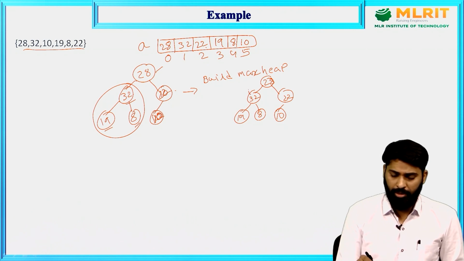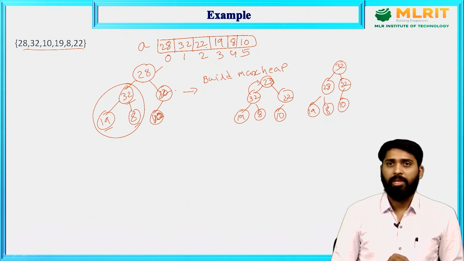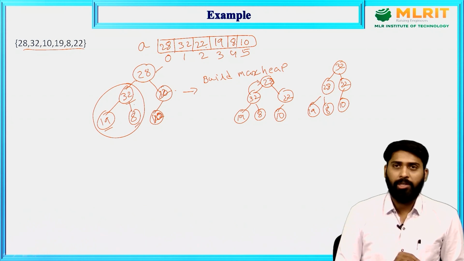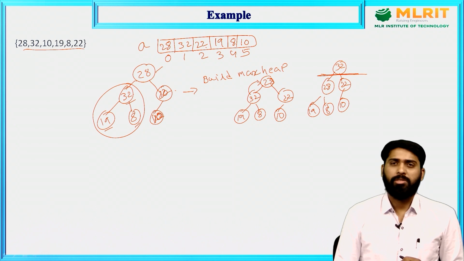So 32, 28. So 32, 28, 22, 19, 8, 10. Yes. Next step is over. So build max heap. Here the largest number is 32. Now I make 32 as a root. So what is the next step?